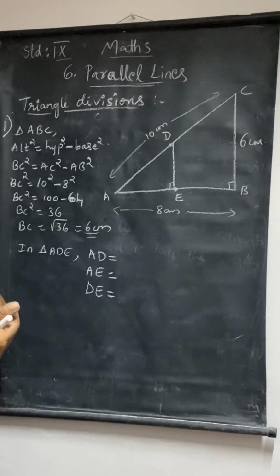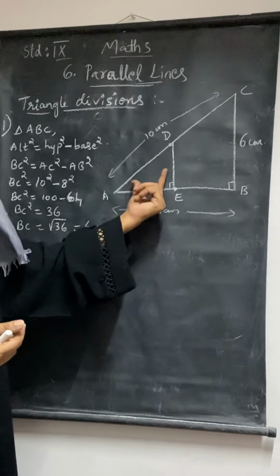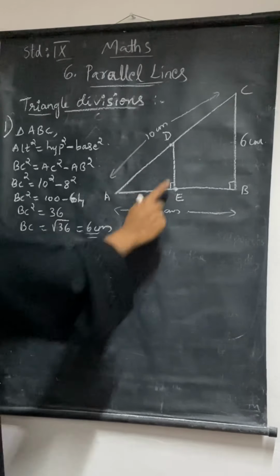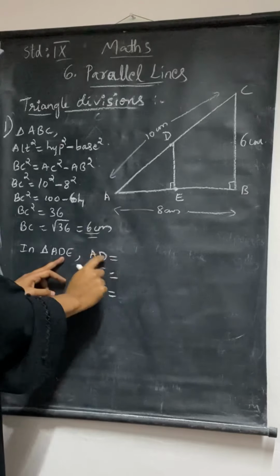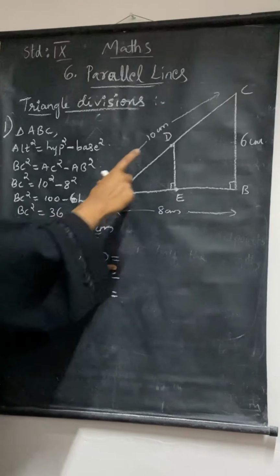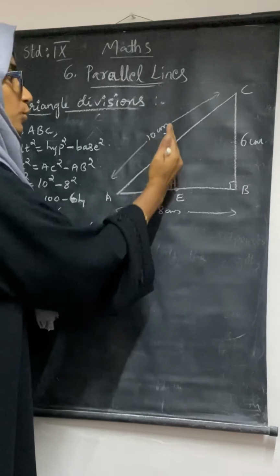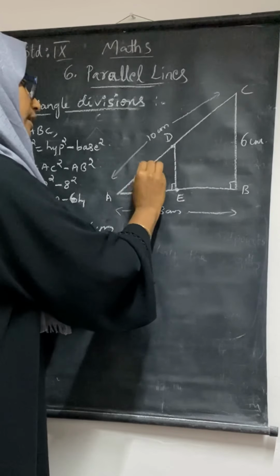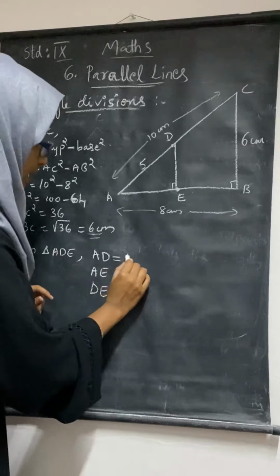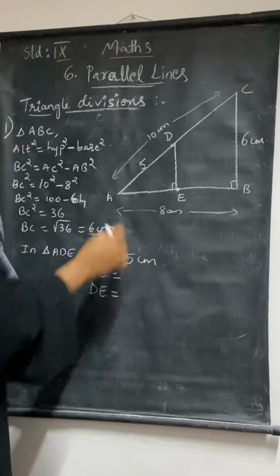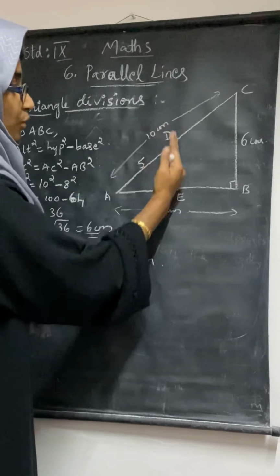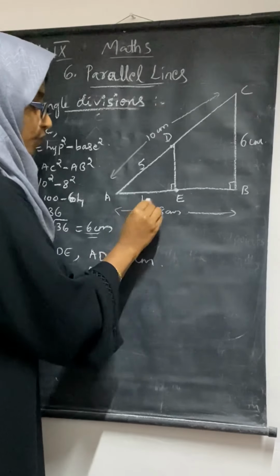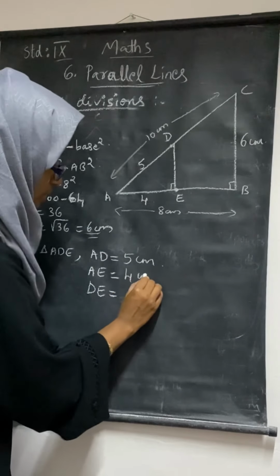Now we'll move on to the next part: you have to find all three sides of the smaller triangle. In triangle ADE, first side AD, how much will it be? AD is passing through the midpoint, no? So if the long side is 10, what will be half of that? It will be 5. So AD is 5 centimeter. Now AE also is passing through the midpoint. So if the long side is 8, what will this be? 4 centimeter. So AE is 4 centimeter.